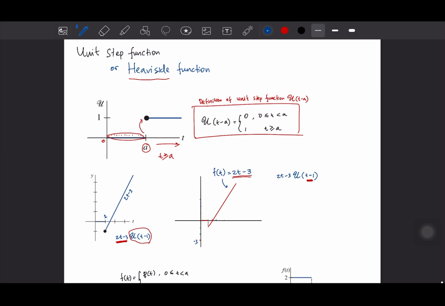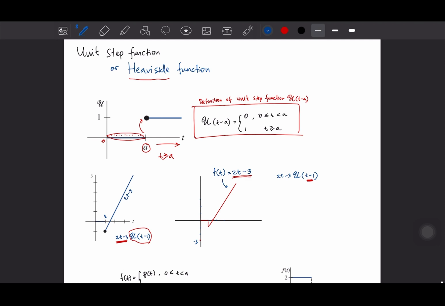So, for example, if we have our function 2t minus 3 and write it with a Heaviside, t minus 1, it means that at t equal 1, from 0 to 1 it will be 0, and from 1 to infinity it goes to this line equation as the function itself. Right? So that's the beginning.